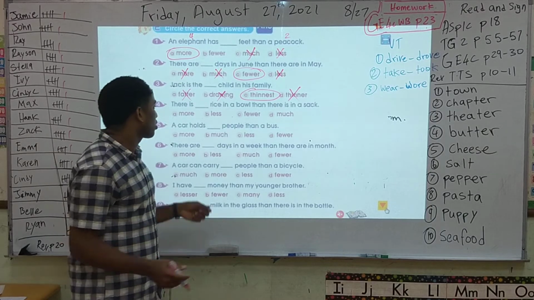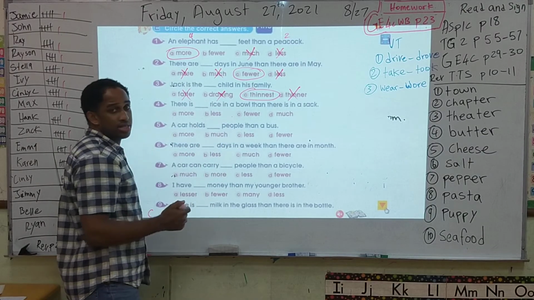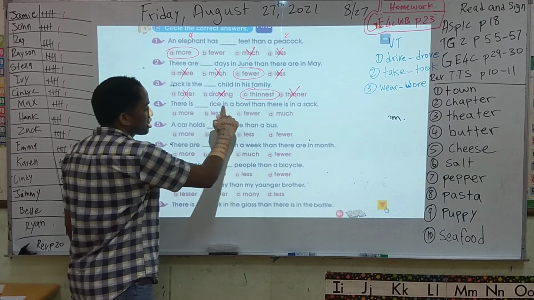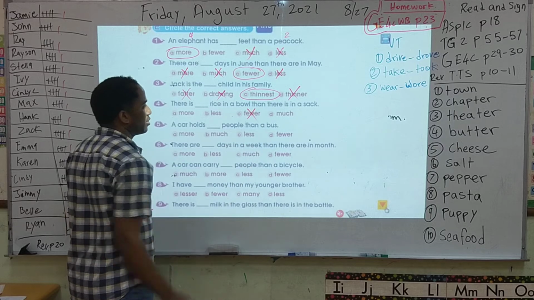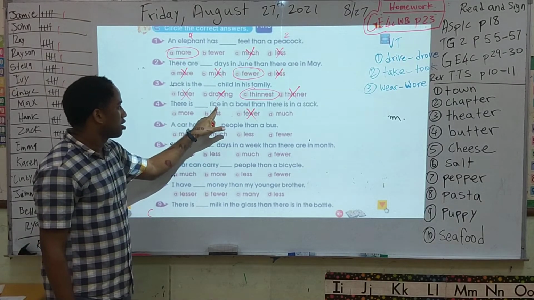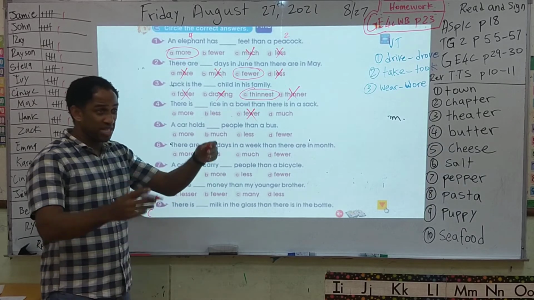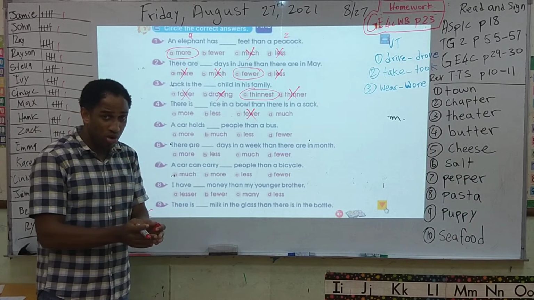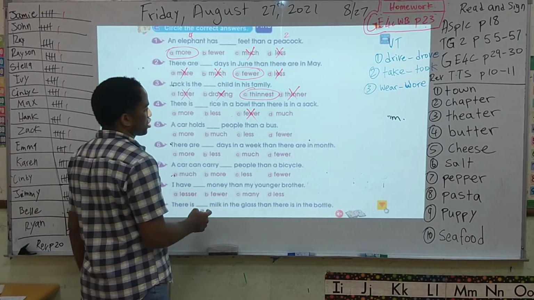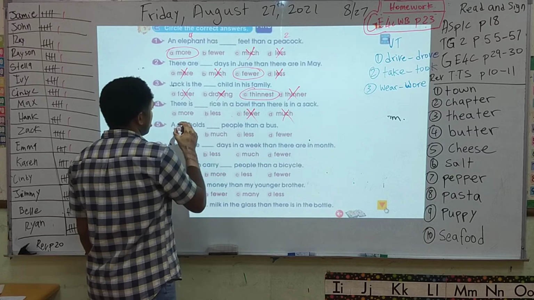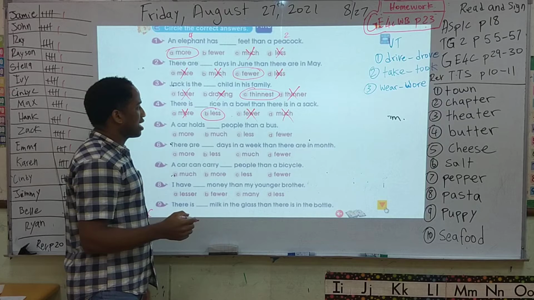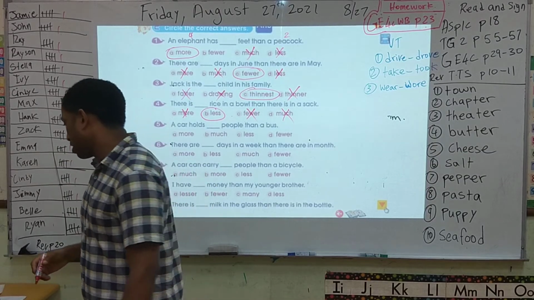There is dash rice in the bowl than in the sack. Now the sack, okay, so you cannot say fewer, because rice is uncountable. Okay? Now there is in the bowl. So remember, you have a sack, you have a bowl. A bowl is very small, and the sack is very big. Okay? So it can be much, can be more. That's a bowl. It has to be, there is less rice in the bowl than in the sack.